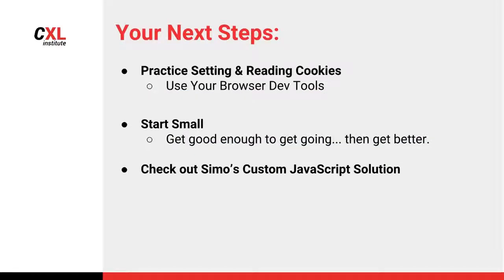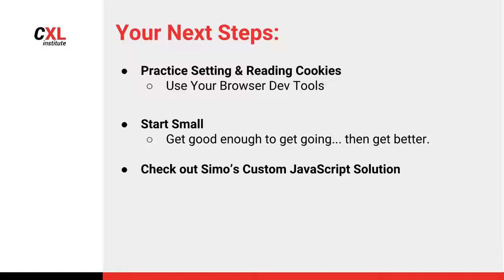All right, your next steps. Practice setting and reading cookies. Use your browser dev tools. Remember that application section of the browser dev tools is sitting right there for you. You can go in, you can pull up your cookies, and you can look and see exactly what the cookie names are, and you will also be able to see the values of the cookies at that point in time. And start small, just like we saw here. You get good enough to get going, then you come back and make it better.